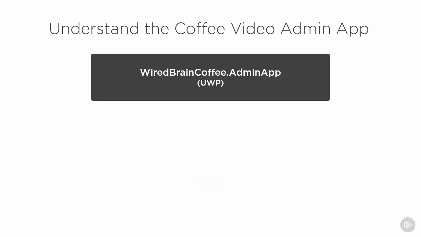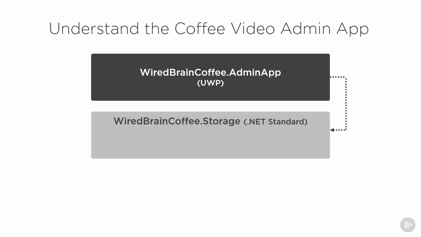The Wired Brain Coffee Video Admin app is a UWP application that is built throughout this course by the developers of the fictitious Wired Brain Coffee company. To access blob storage, the app references a .NET Standard class library with the name Wired Brain Coffee Storage.